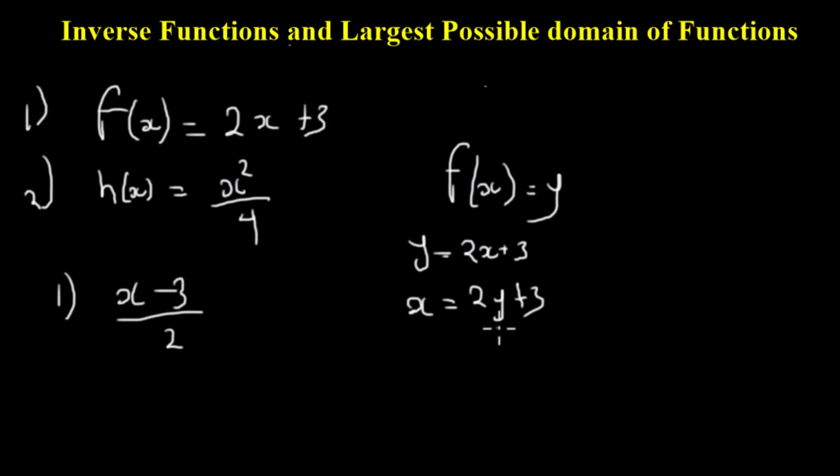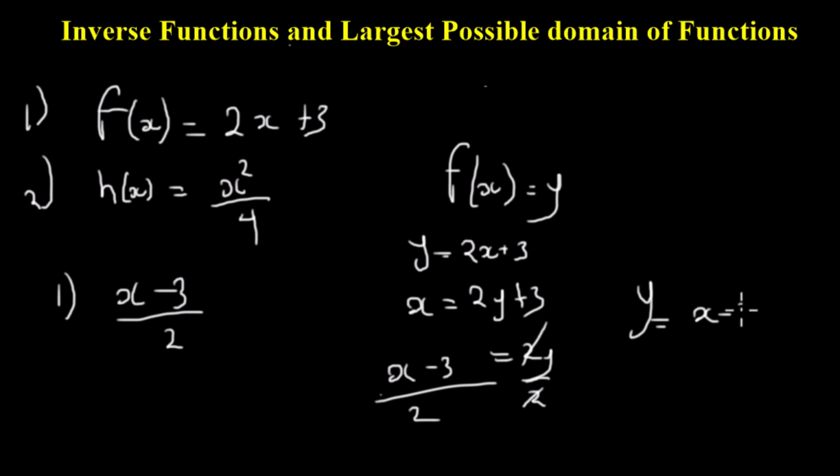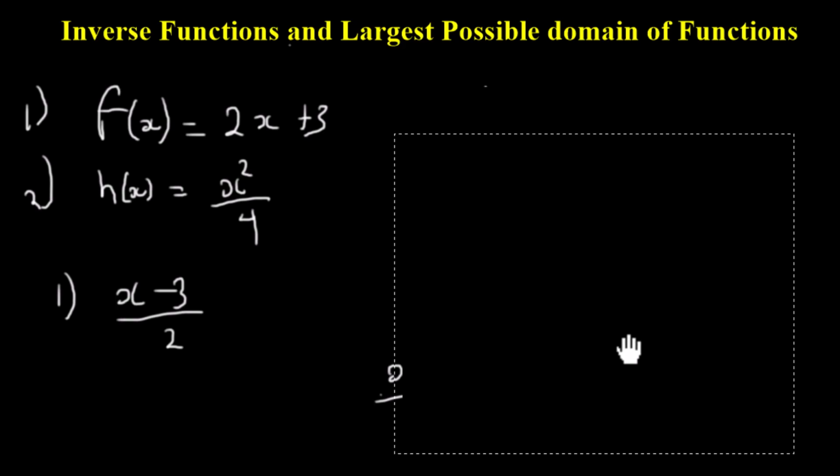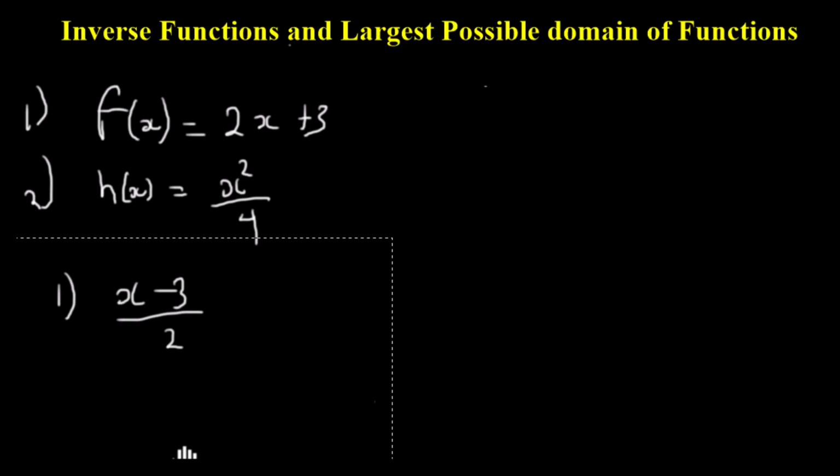Then I will make y the subject of the formula by simply making y stand alone. So take 3 to the other side, we have x minus 3 equals 2y. Then divide both sides by 2, and the 2 cancels out the 2. So y is simply equal to x minus 3 over 2. When is the second method useful? When you have multiple x's. If you have a single x, then you can still work with the first method. Okay, so let's look at how we can find the inverse of the second function we are given.